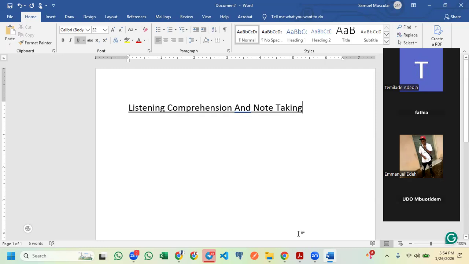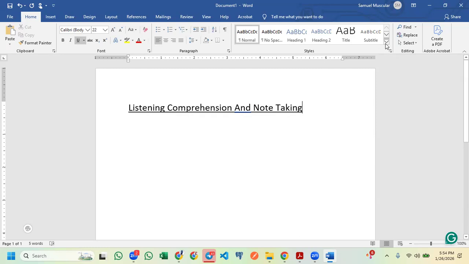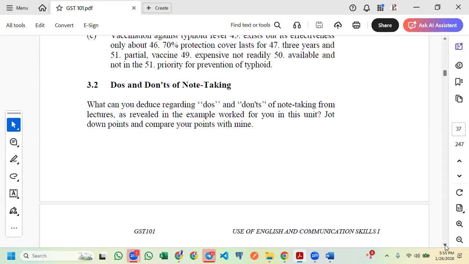So let's move to the material. What we have next is now do's and don'ts of note taking. We are still under note taking, don't forget. And the reason why we are stressing note taking so much is that you do note taking a lot in the course of your studies or through your years in the university. Now, what can you deduce regarding do's and don'ts of note-taking from lectures?